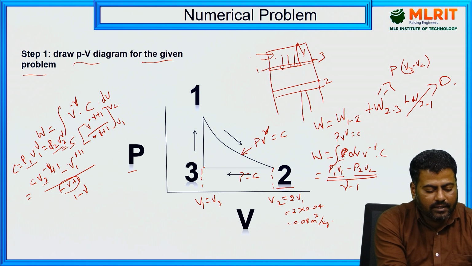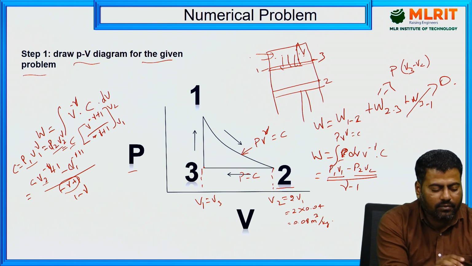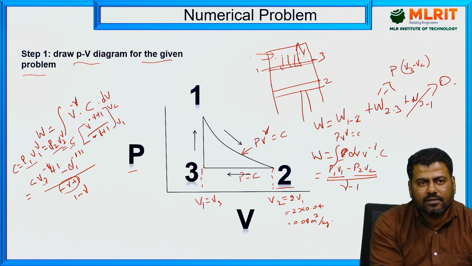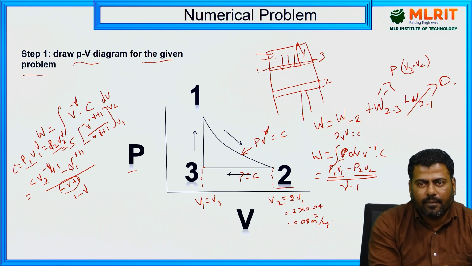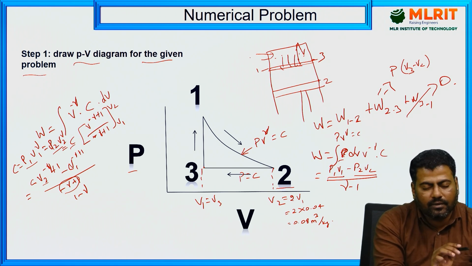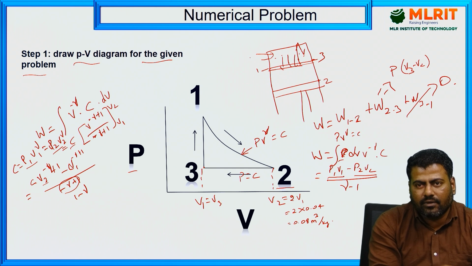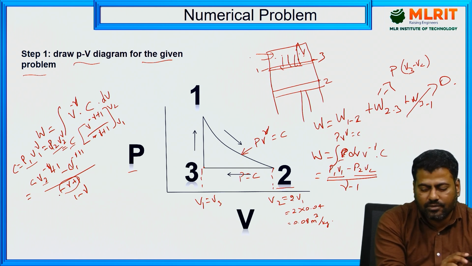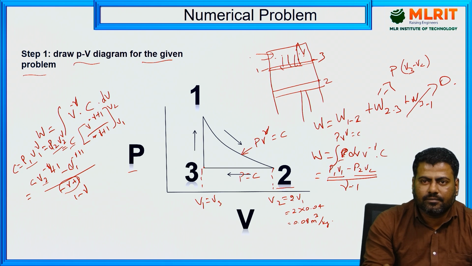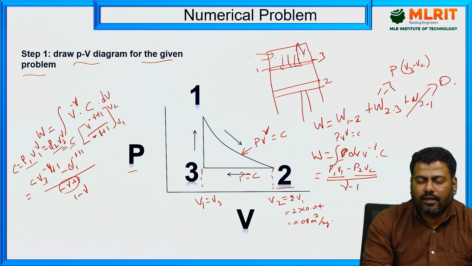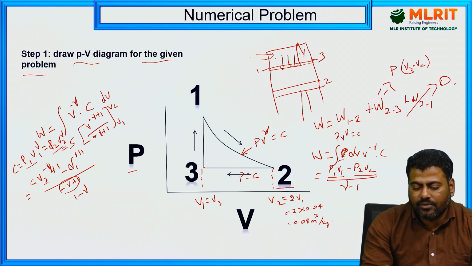Here also C into V1, right? What is C into V1? C is nothing but P1 V1 power gamma. There also V1 power gamma and V1 power minus gamma get cancelled. So we get P1 V1. I will take the minus over here so that it gets reversed to (P1 V1 minus P2 V2) by (gamma minus 1). Right? So in that way we are supposed to substitute in the formula.